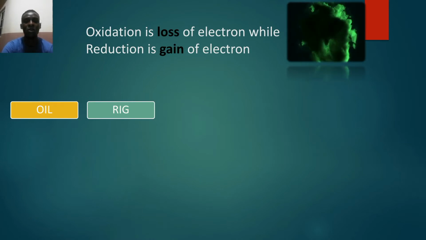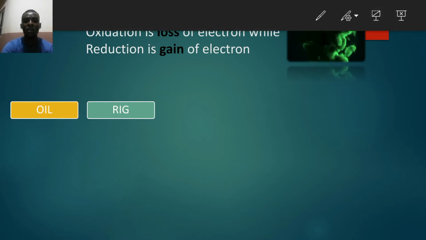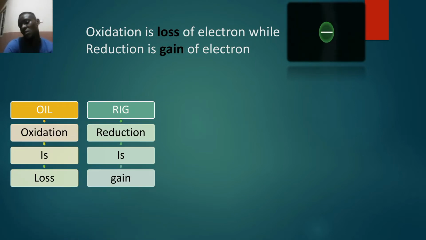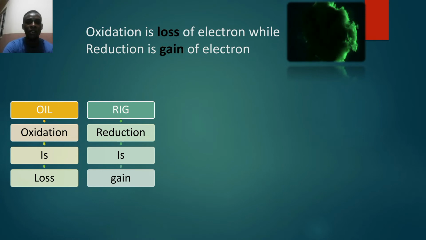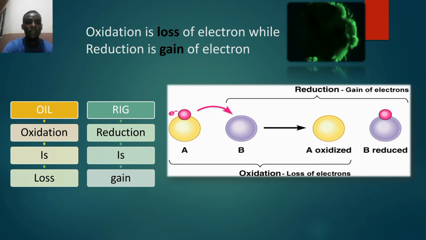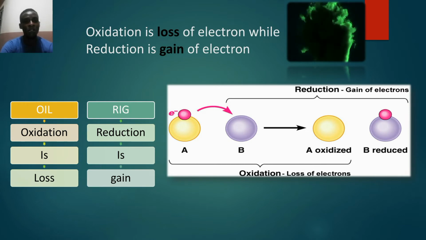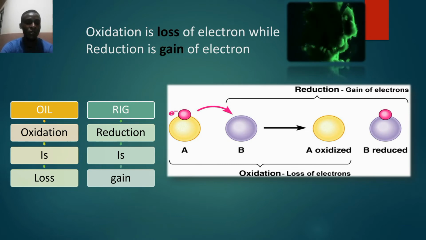So the gain or loss of electrons is the basis for oxidation and reduction. So what does OIL RIG mean? OIL RIG means oxidation is loss, whereas reduction is gain. Let's consider the reaction we see here. We have a chemical species, assume it to be anything, chemical species A reacting with chemical species B. What happens is A donates one of its electrons to B. I repeat, A gives one of its electrons to B.